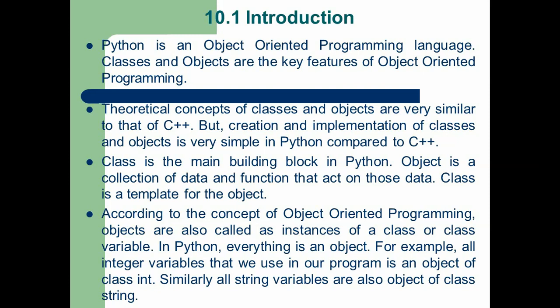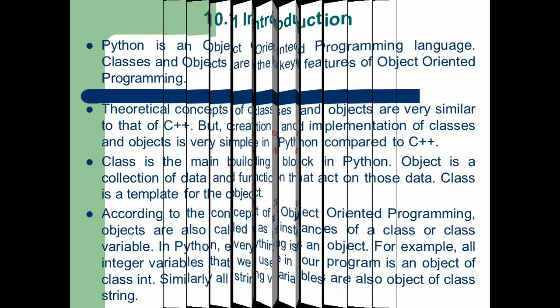Class is the main building block in Python. Object is a collection of data and functions that act on those data. So class is a template for the object. Whatever object we create in Python, all the objects come under some class. So class is otherwise called a template or building block in Python. According to the concept of object-oriented programming, objects are also instances of a class or class variable. So here class is also known as a data type in Python.